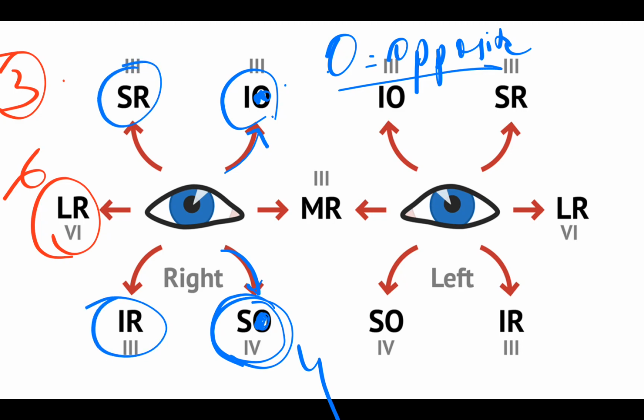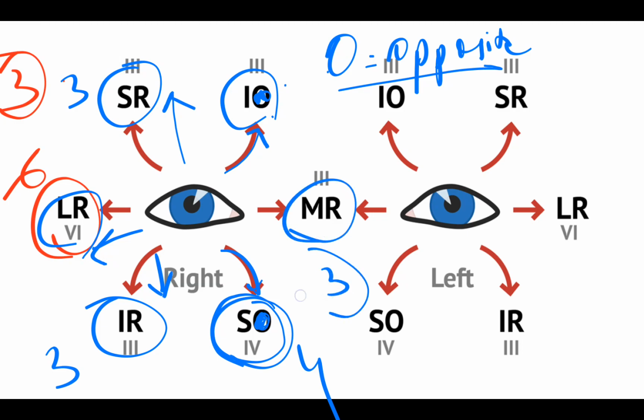So superior rectus and inferior rectus, which are supplied by the third cranial nerve, make the eye look upwards and downwards respectively. And again, lateral rectus makes the eye look outwards, and medial rectus, given by the third cranial nerve, makes the eye look medially. Okay.